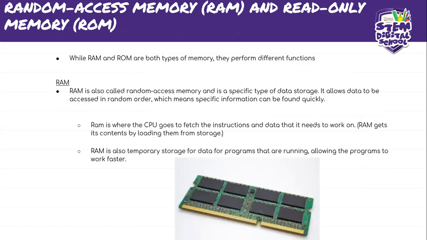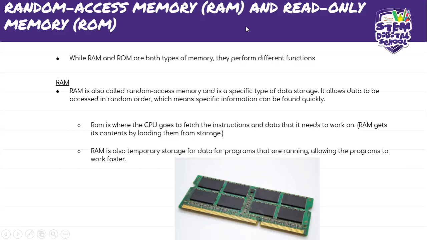Then we had the RAM and ROM. Okay, so the RAM is also called random access memory and is a specific type of data storage. So RAM is used for storage. RAM stores data, but the data that is stored on RAM gets lost once the computer is turned off.